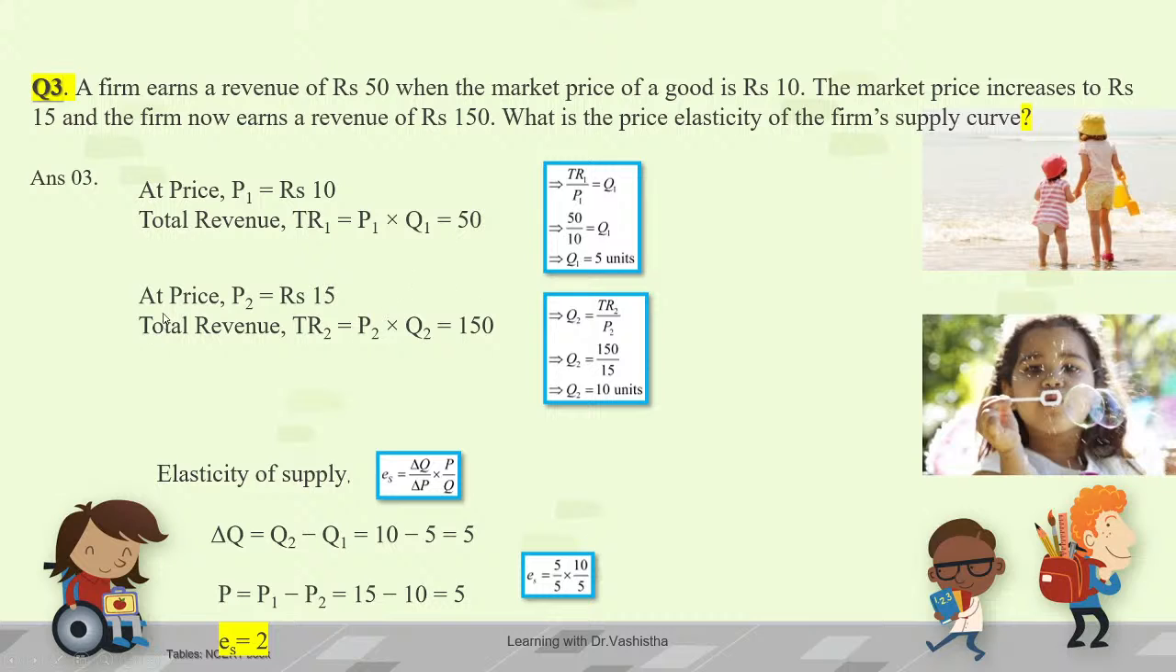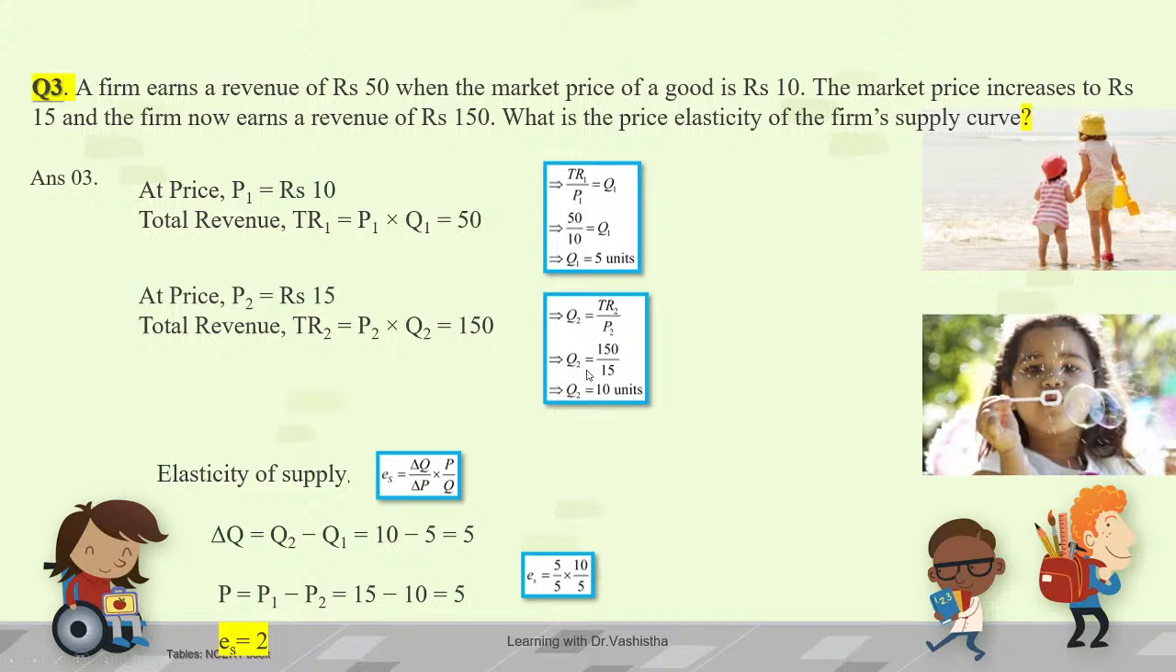Similarly, if we see at price P2, what happens when the price changes and it becomes P2? The new price was rupees 15 as per the question. So similarly TR2 will be P2 into Q2, which is rupees 150 as given in the question. Putting the values with the help of the formula, we'll find out Q2, which is 10. It's been done in a similar manner as it was done for Q1. Now we have got the values of Q1 and Q2.